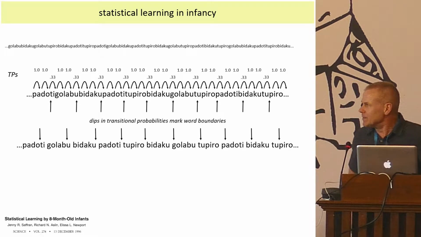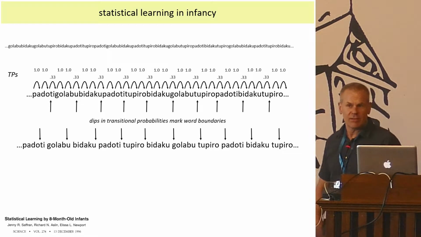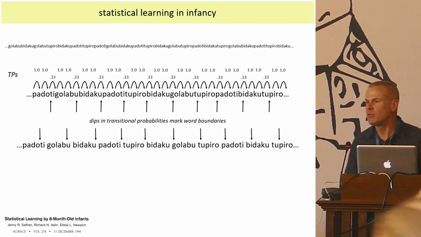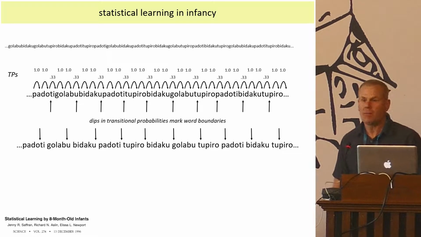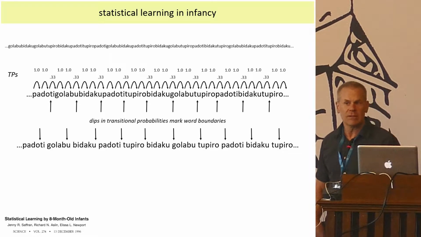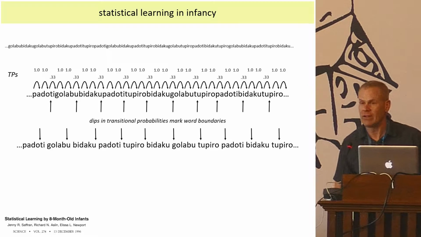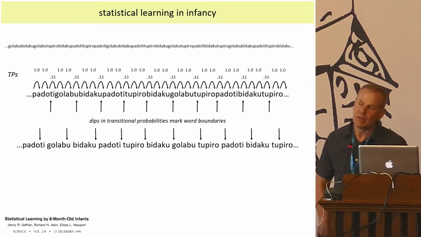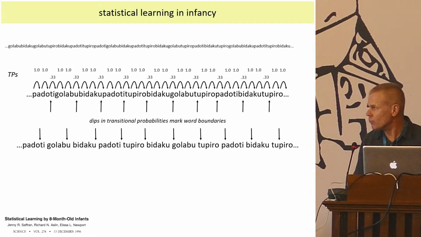So the idea is, given the regularity in the speech stream, dips in transitional probabilities, that is, breaks between the words, could mark word boundaries for a listener if you can pick up on those transitional probabilities. Transitional probabilities are higher within words, of course, than between words.